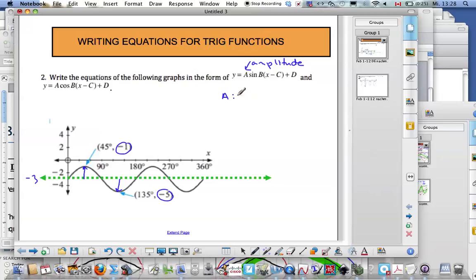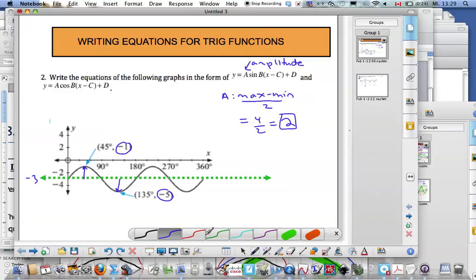Now, if you want the formula, I always like to have little handy things that always work. You can always do max minus min over 2. So -1 minus -5. Basically what you're doing is finding the distance and halving it. Right, same as doing that. Okay, so A. What do you want to do next?